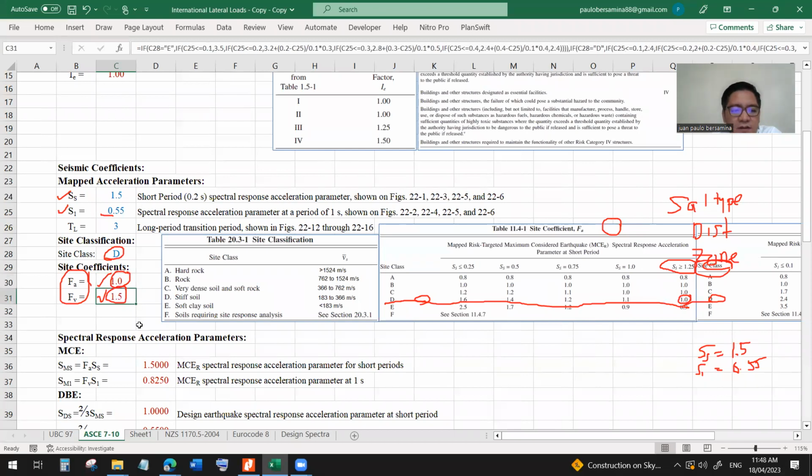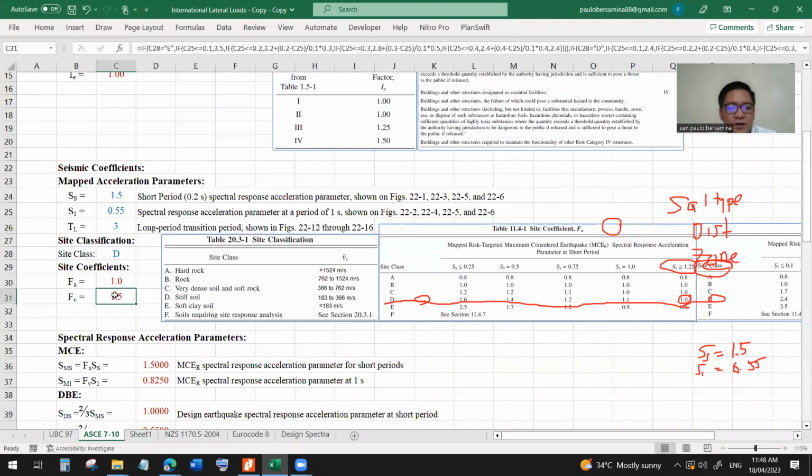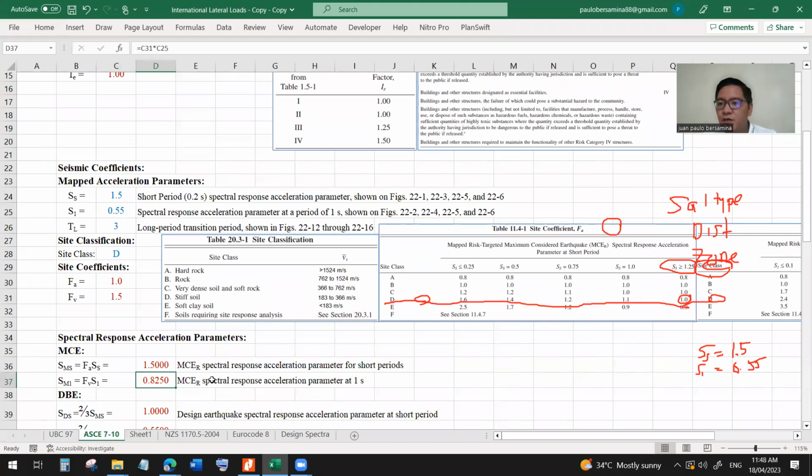And ito na yung magiging spectral response acceleration parameters after considering the FA and FV. So, multiply lang naman. So, 1 times 1.5, siyempre 1.5, and then 1.5 times 0.55 is 0.825. Na-amplify na. Next.